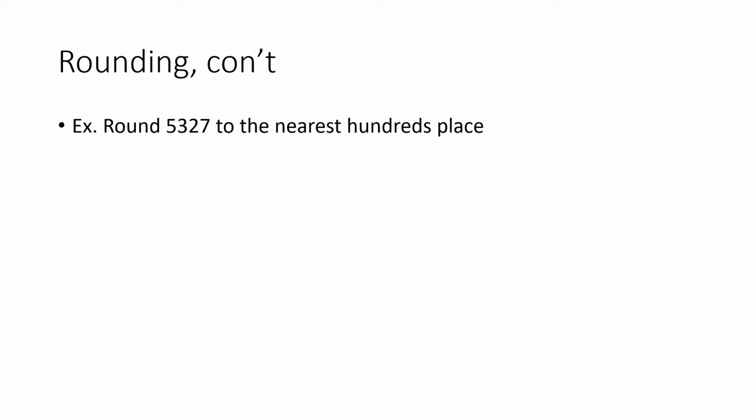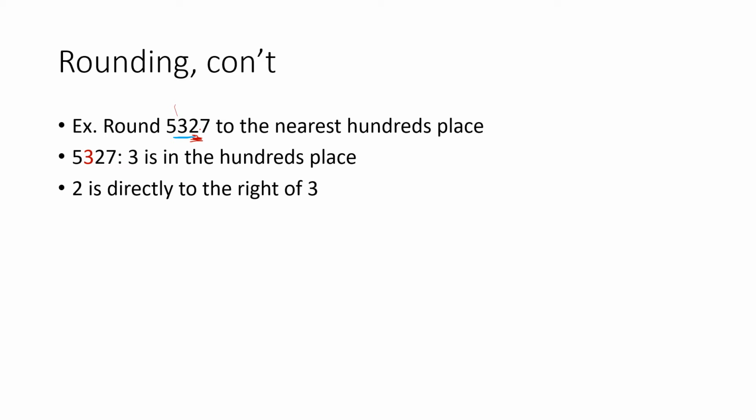So which number here is in the hundreds place? Should be 3. There's Bob. And of course, Felicia is always right to the right of him, so Felicia is our 2 right there. So 3 is in the hundreds place. 2 is directly to the right of our 3. There's Felicia, and she's going to tell Bob what to do. She's always the one who makes that decision. They're in couples therapy. They're having a rough time.